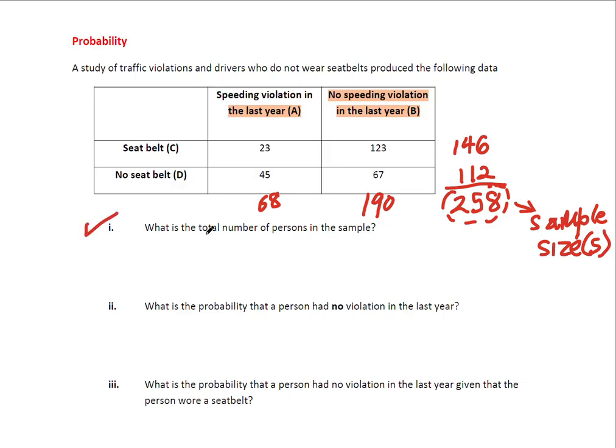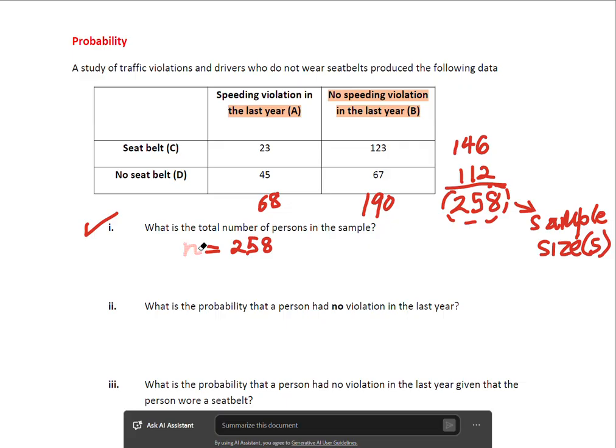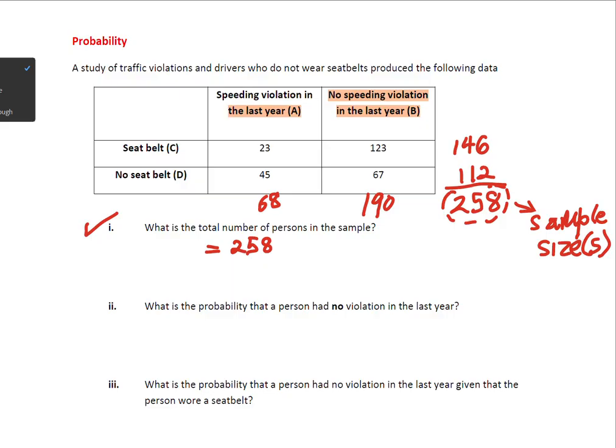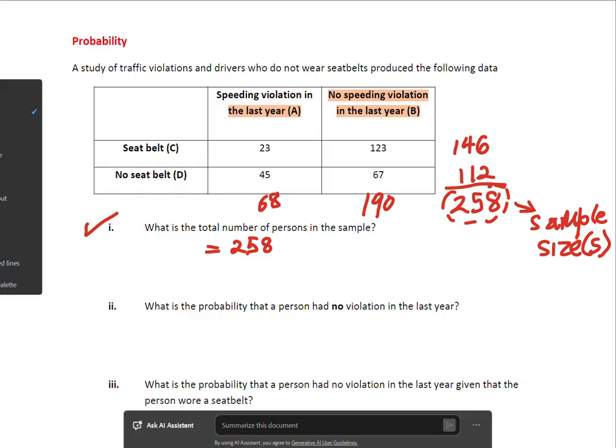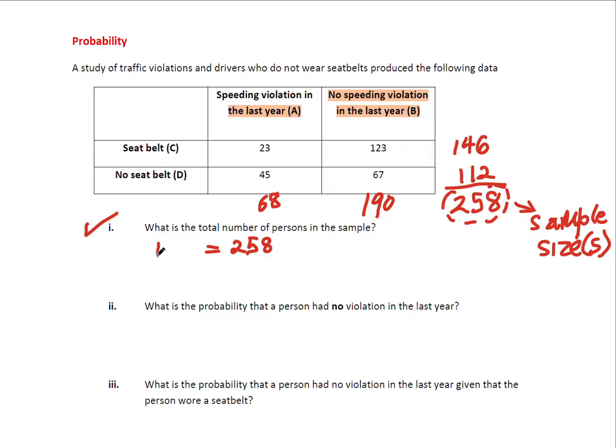So number one, we're asked, what is the total number of persons in the sample, which we've already determined, which we could say is n, or we could say S, the sample size, is equal to 258. So this is the number of persons in the data set, or the number of persons in the sample. So let's write that. NS, number of persons in the sample.